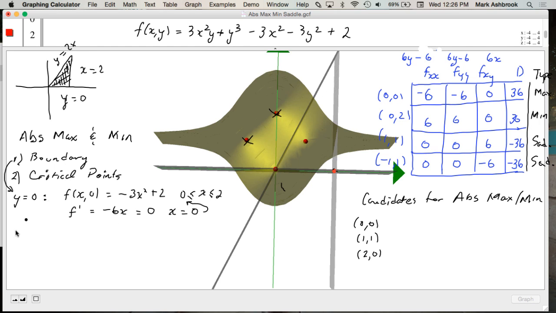Next one. X equals? 2. X equals 2. So we're going to have a little Calc 1 problem along x equals 2. We're going to find the trace of the surface, the intersection of x equals 2 and the surface. And that's going to be from y equals what to what? This is y equals 2x, remember? So that'll be from 0 to 4, right? So 2, 0 we already have. Another candidate is going to be at what point? 2, 4. Another candidate for possible absolute max and min. But then we have to see if there's any critical points in there. How do we do it? Find the equation of the trace, which is f of 2 comma y.